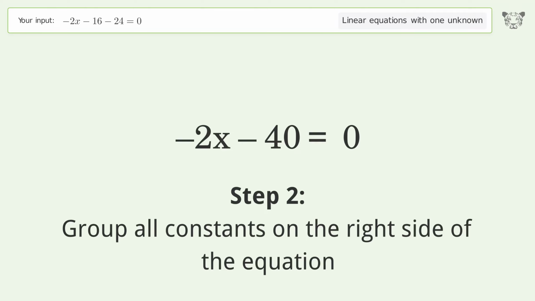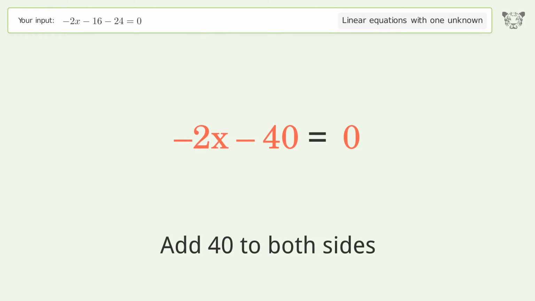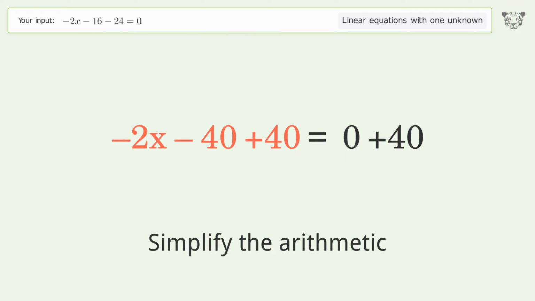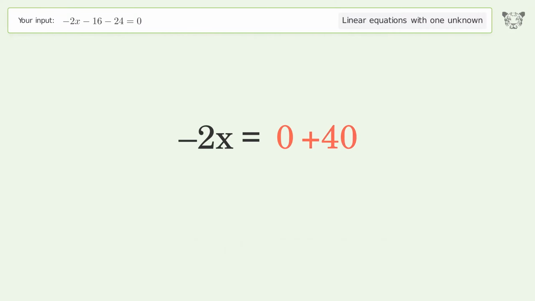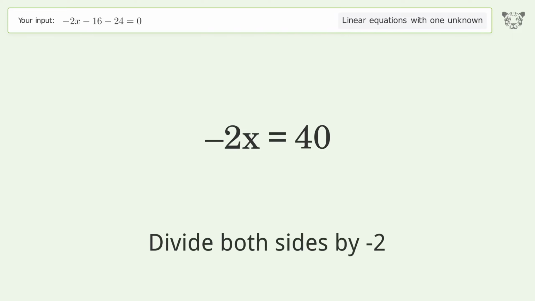Group all constants on the right side of the equation. Add 40 to both sides. Simplify the arithmetic. Isolate the x. Divide both sides by -2.